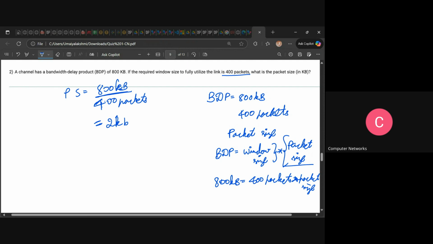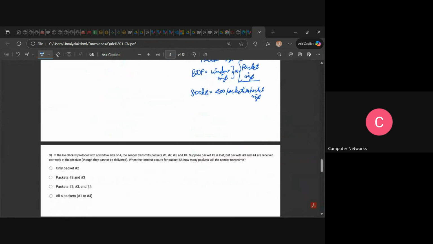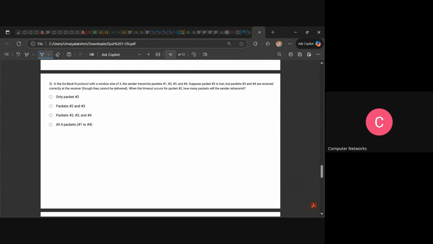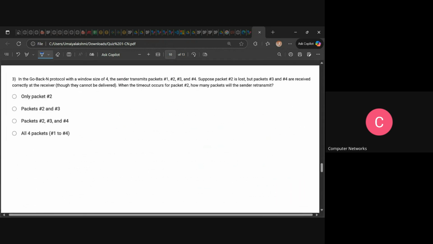Okay, so now proceeding with the next question. They have mentioned a Go-Back-N protocol with a window size of 4. The sender transmits the packets 1, 2, 3, 4. Suppose packet 2 is lost, but packets 3 and 4 are received correctly at the receiver. When the timeout for packet 2 occurs, how many packets will the sender retransmit?